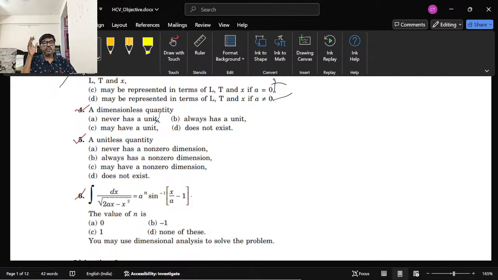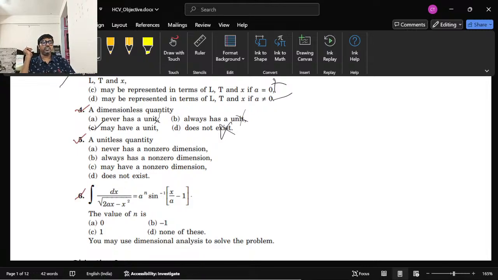So some physical quantities which are dimensionless, like angle, have units, but some other physical quantities, like refractive index or relative density, have no dimensions and also no units. "Always has a unit" is an incorrect statement. "May have a unit" is correct. "Does not exist" is wrong, since there are so many; we can define our own quantities like that. So option C is the answer for the fourth question.